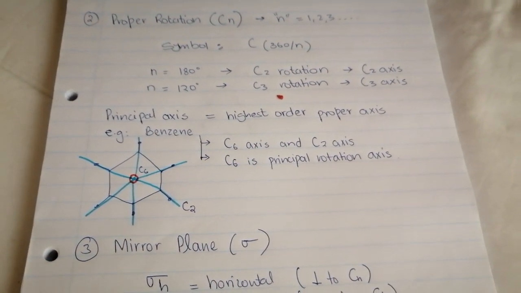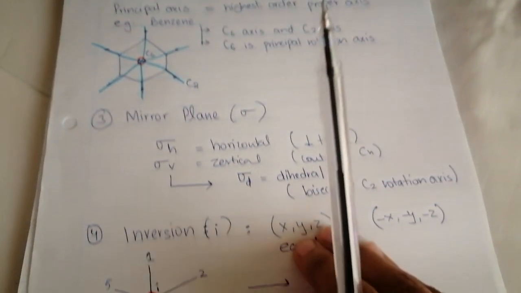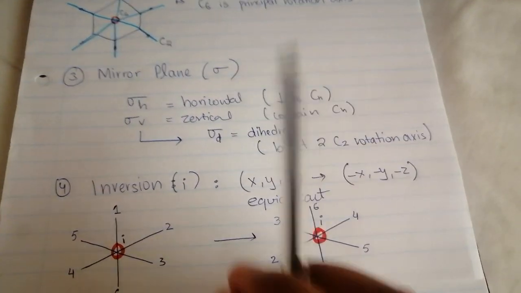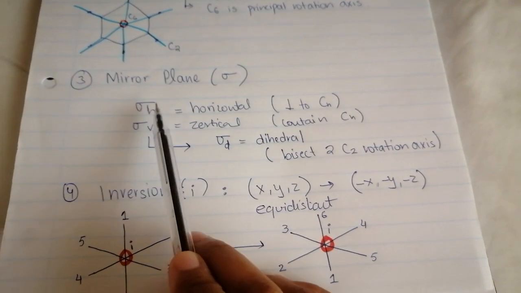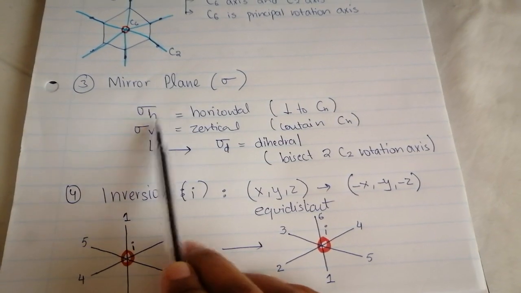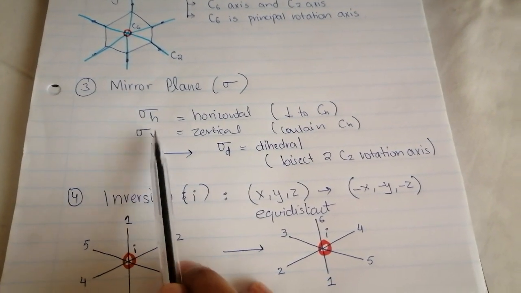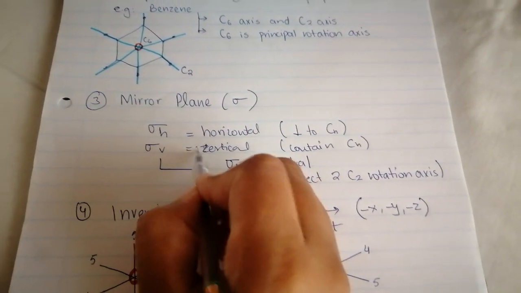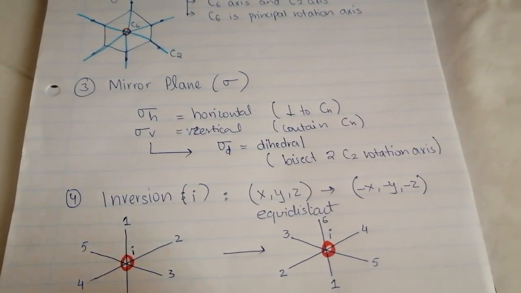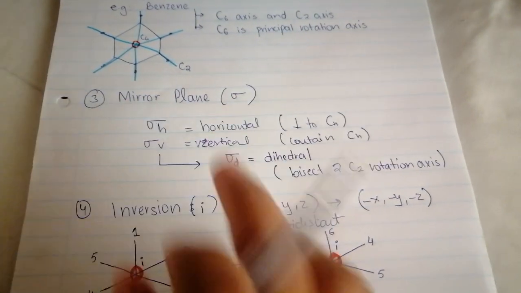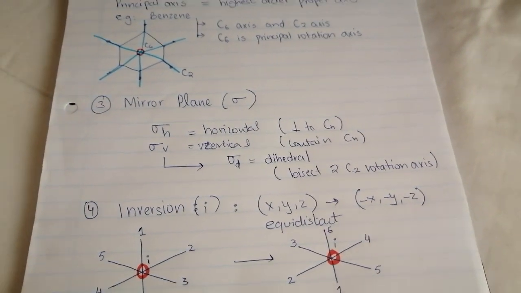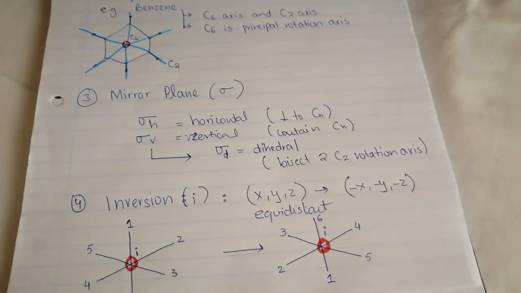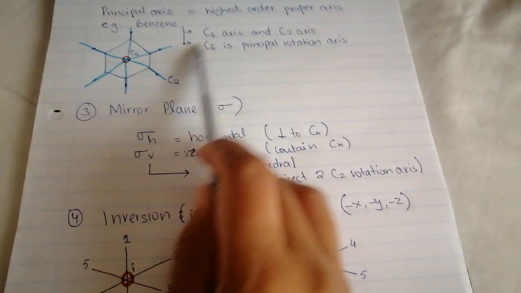Next we come to the mirror plane. Okay, here this is the mirror plane. Mirror plane is given the symbol sigma. Sigma h is for horizontal plane, and sigma v is for vertical. Sorry, my spelling of vertical, it's v. Vertical plane and horizontal plane. Mirror planes can be classified according to their relationship to the principal rotation axis.